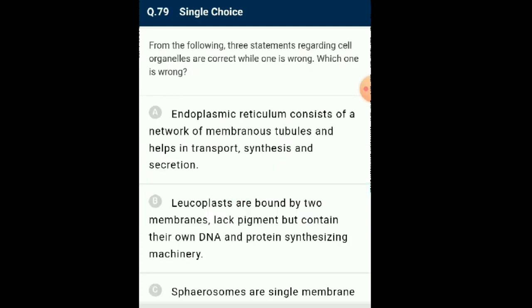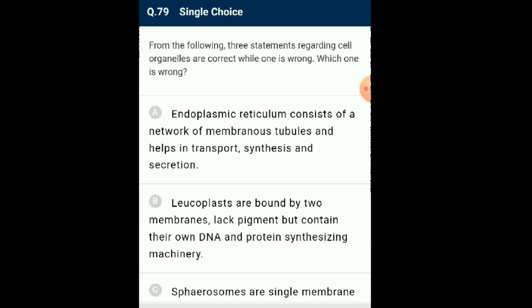Question number 79. From the following, three statements regarding cell organelles are correct, while one is wrong. Which one is wrong? See the first statement. Endoplasmic reticulum consists of a network of membranous tubules and helps in transport, synthesis, and secretion. So that is correctly given. B. Leucoplasts are bound by two membranes due to the absence of pigment but contain their own DNA and protein synthesizing machinery. That also is correctly given.